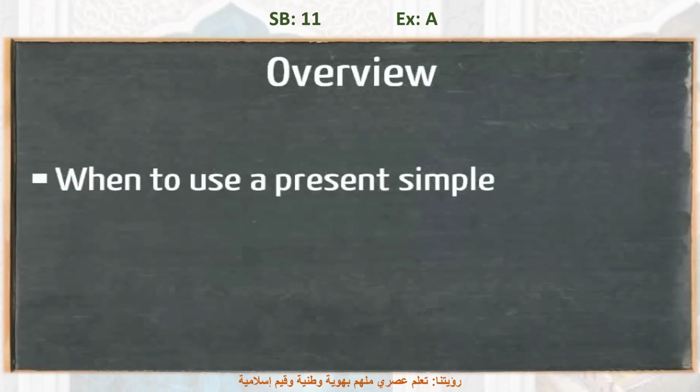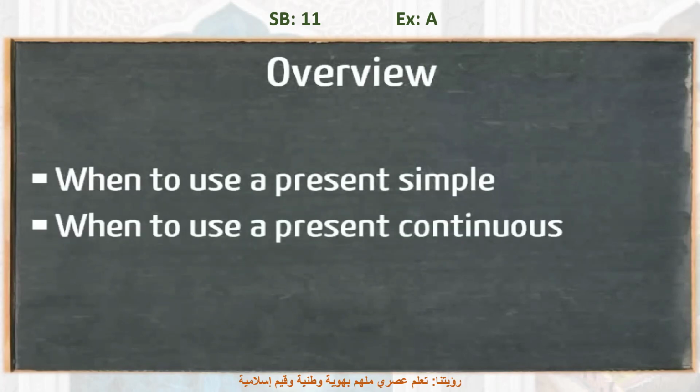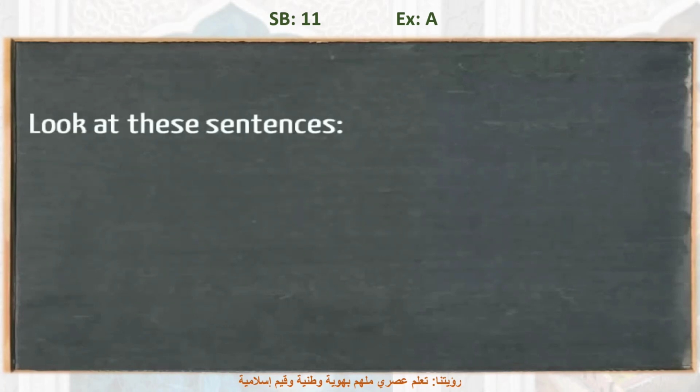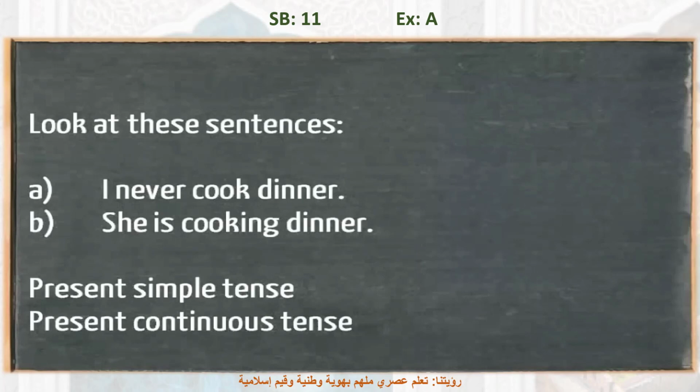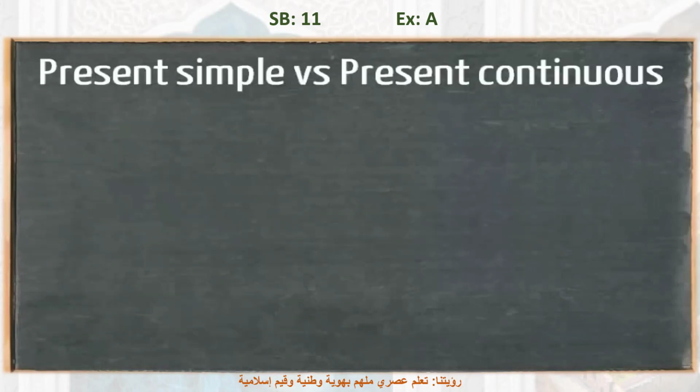I'm going to show you when to use a present simple and when to use a present continuous. Now let's get started. Let's have a look at these sentences. I never cook dinner. She is cooking dinner. The first sentence is in the present simple tense. The second sentence is in the present continuous tense.